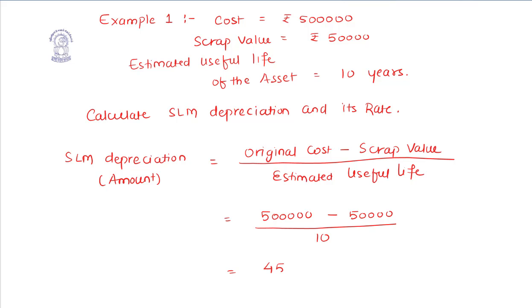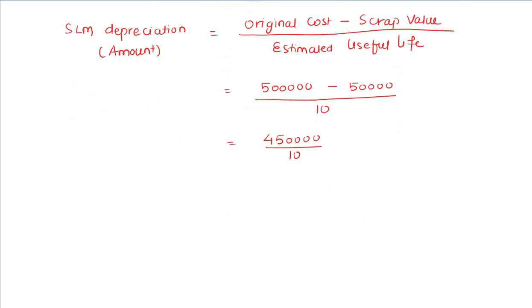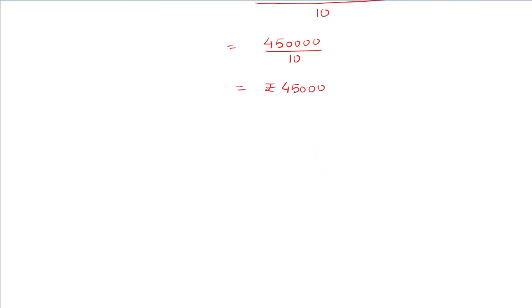This means what? 4,50,000 divided by 10 years. So the amount of depreciation will be 45,000. I believe it is clear. The amount of depreciation will be 45,000. Next, we need to calculate the rate.